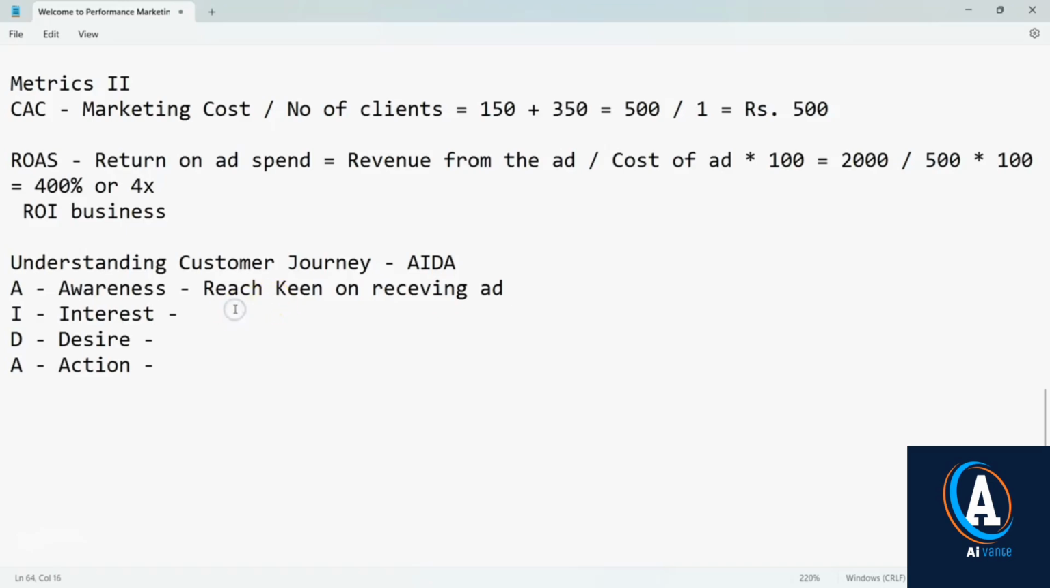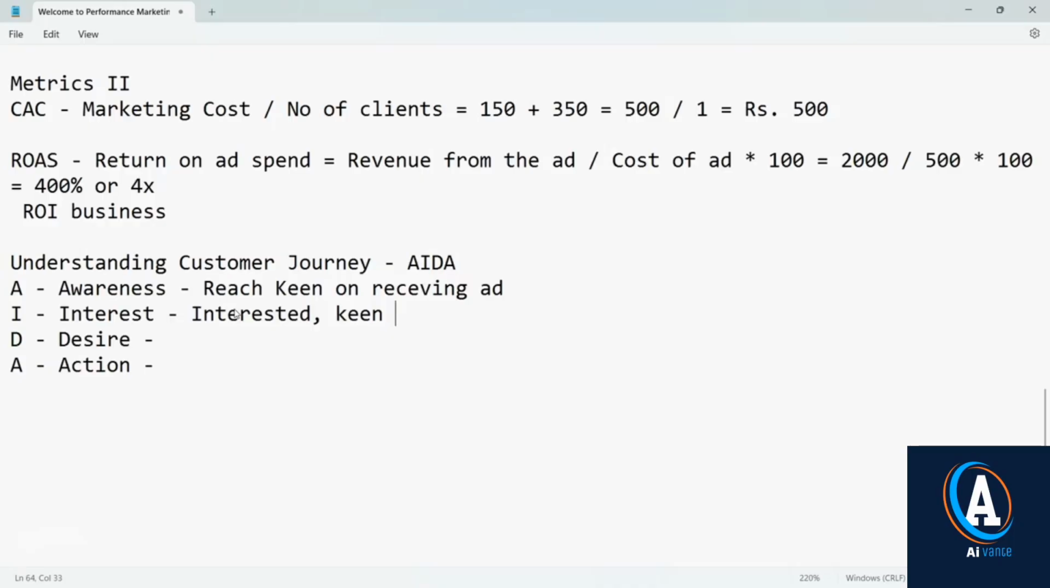The second is interest. Once I'm able to reach out to this audience, are they really interested in my product? Are they really showing any interest? Is there a keen interest in the product? Like I said, Huggies, nope, not interested. But buying a laundry detergent right now, hell yes, I'm very keen.